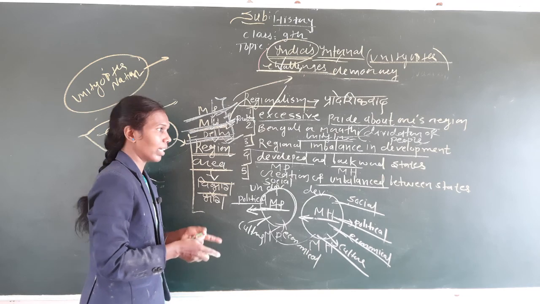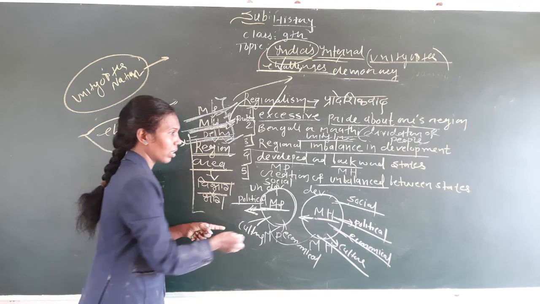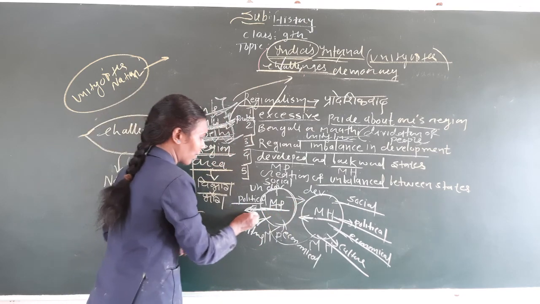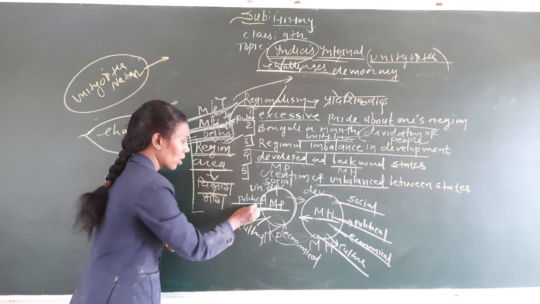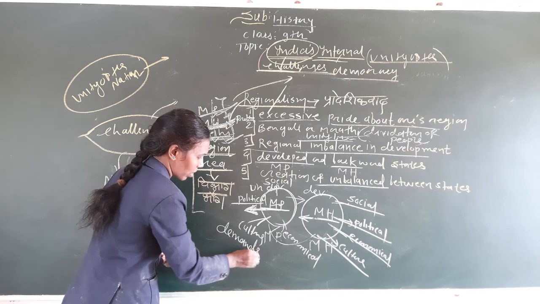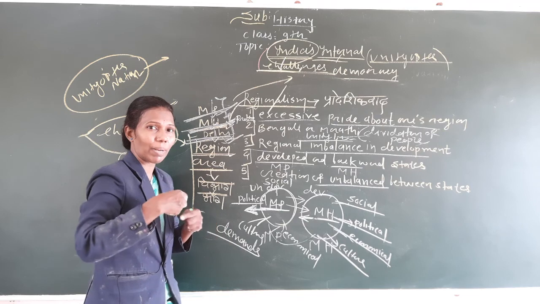who are related to the backward classes, they do not feel the goodness in comparison to the state which is developed. So they feel ashamed, they feel some drawbacks, they show their different demands in front of the governments because they wanted to develop their state in comparison of Maharashtra or in comparison of the other state.